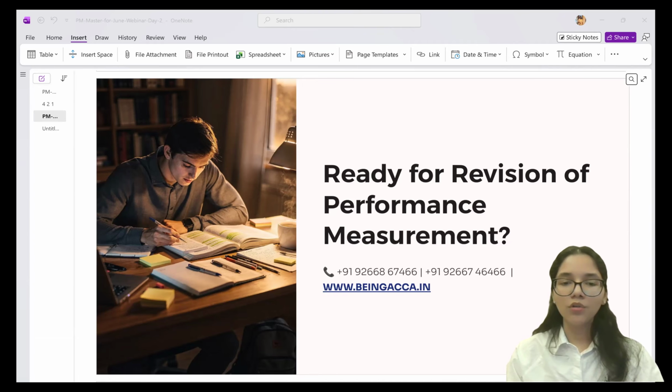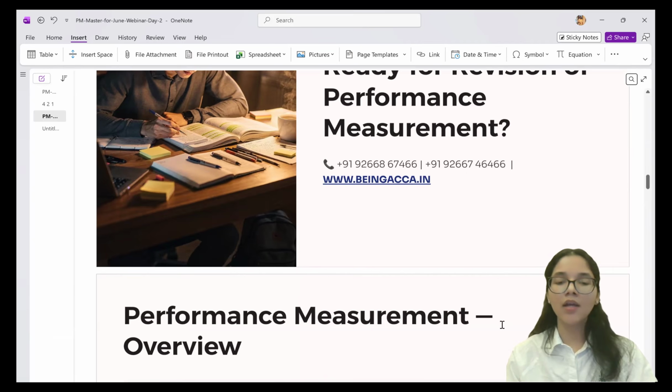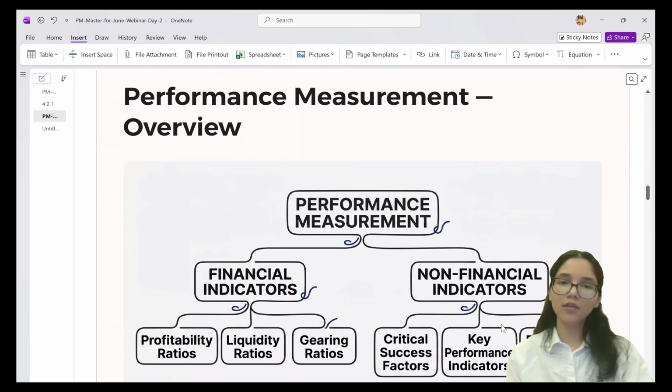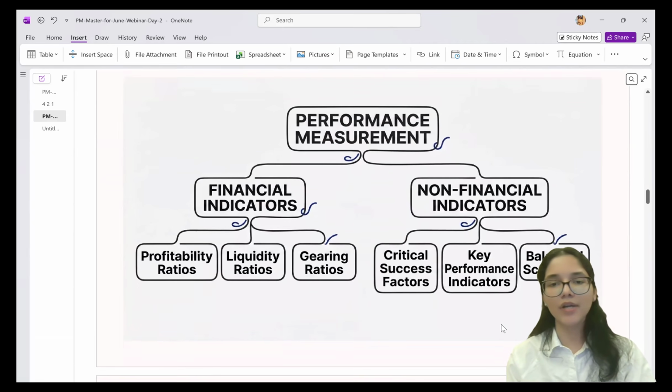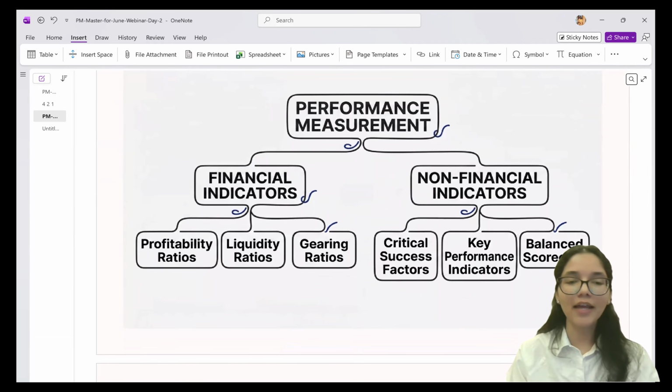Okay, so we are now going to revise the performance measurement unit. Now, guys, all of the success batch students, we had our live session right in the morning today. So in the morning, we have revised this syllabus area as well. So it will be another revision for you. So enjoy this revision again.